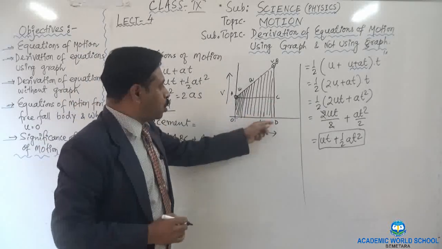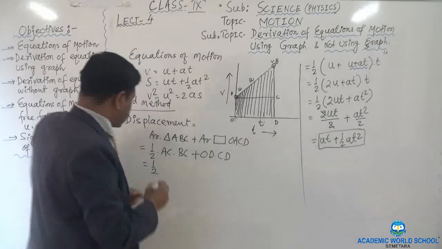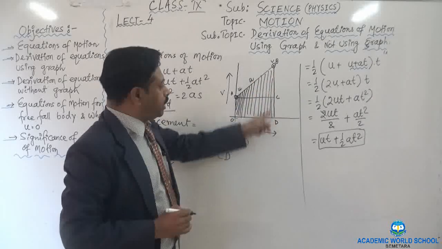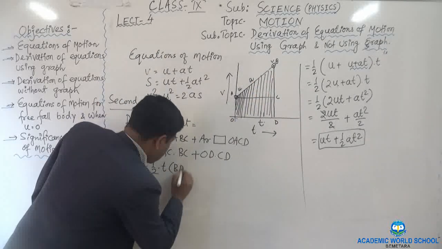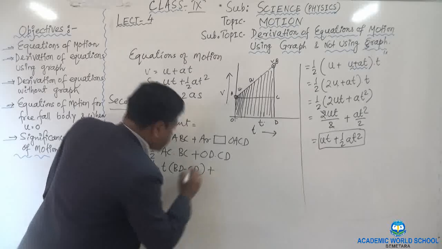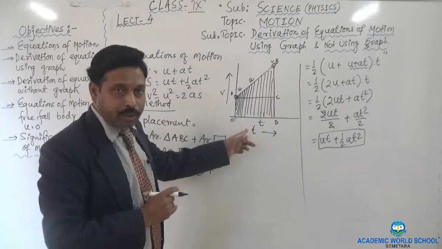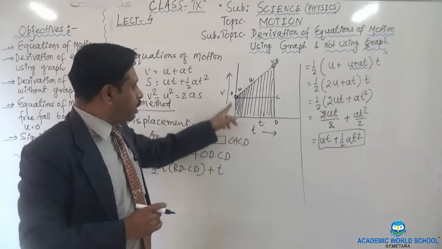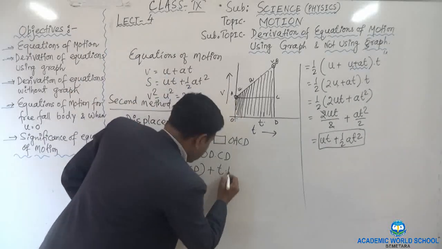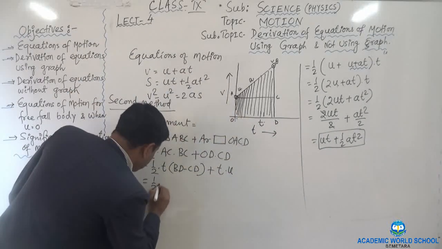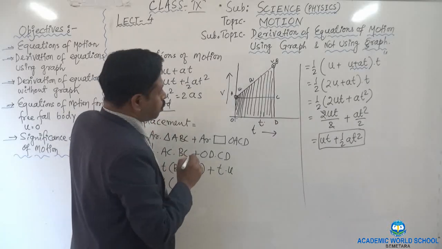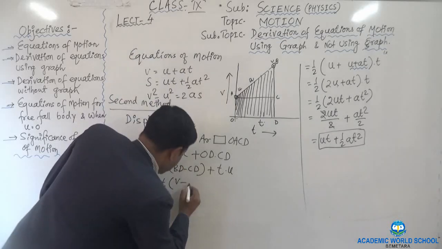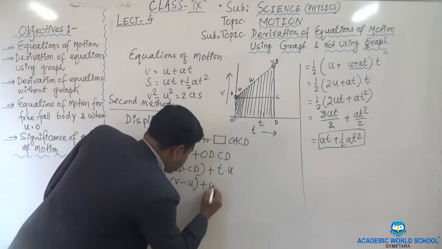Okay, so now you see half into AC. AC is parallel to OD, that is your T. So in place of AC I can put T here. And what is BC? BC is equal to BD minus CD. Let me write down BD minus CD, plus OD. OD is equal to T. Write it down. And CD, CD is parallel to OA, that is your U. Write down U here. Now you see half into T, BD. BD is equal to your V, minus CD which is equal to U. V minus U plus UT.